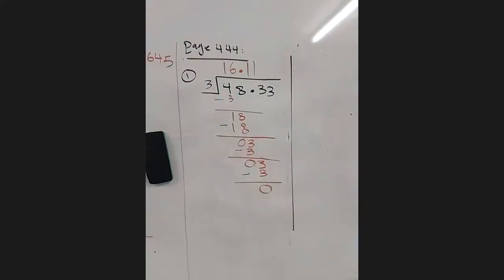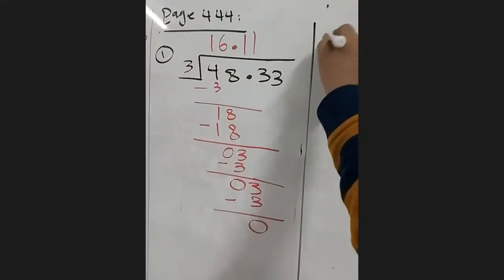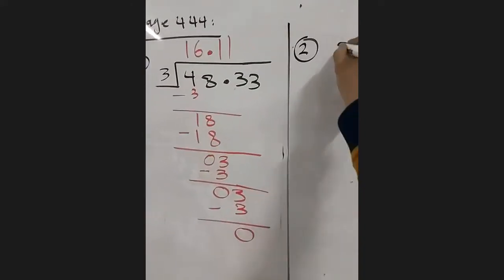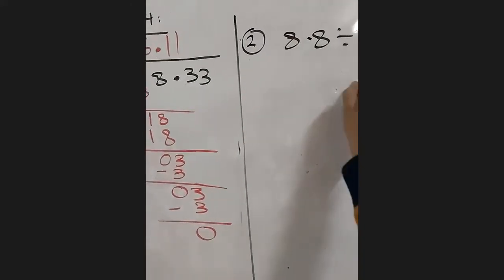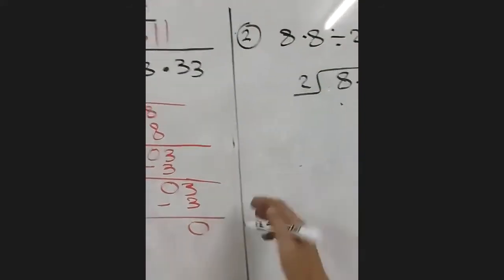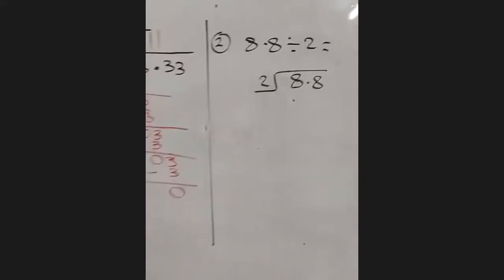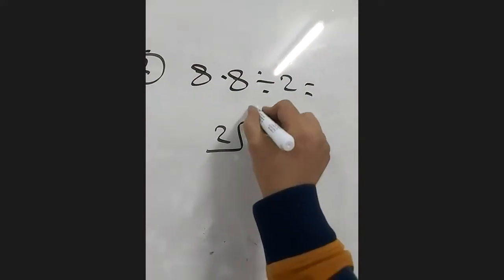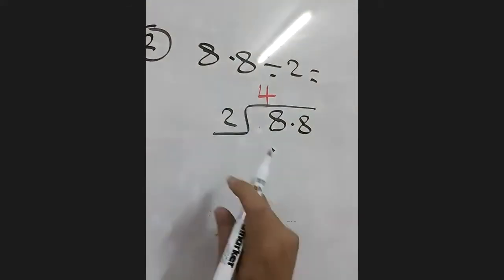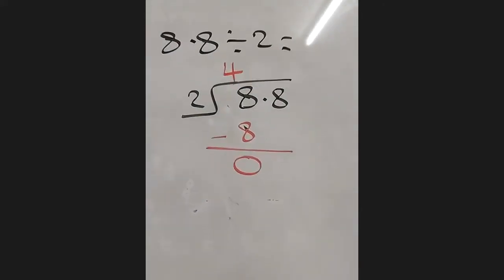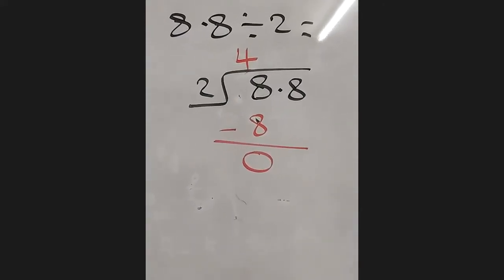Now with Ziad. Yes, Mister. Question 2 is Ziad. 8.8 divided by 2. We do long division under the question. 8 divided by 2 is? 4. 4 multiply 2, 8. 8 minus 8, 0. 8 down.